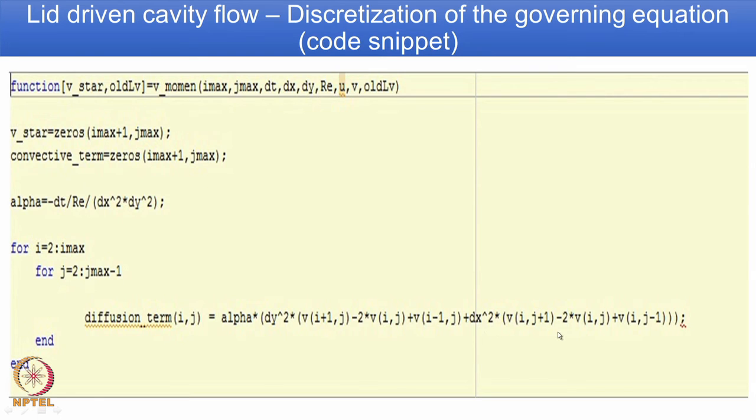Similarly, the second term in the diffusion term is dou squared V by dou y squared. If you write it in difference form, it is divided by delta y squared, and we are multiplying by alpha commonly. So, the extra term is adjusted in the numerator as delta x squared into the second order central differencing scheme for the second term. So, we have V taken from I, j plus 1, minus 2 V I comma j, plus V I, j minus 1.